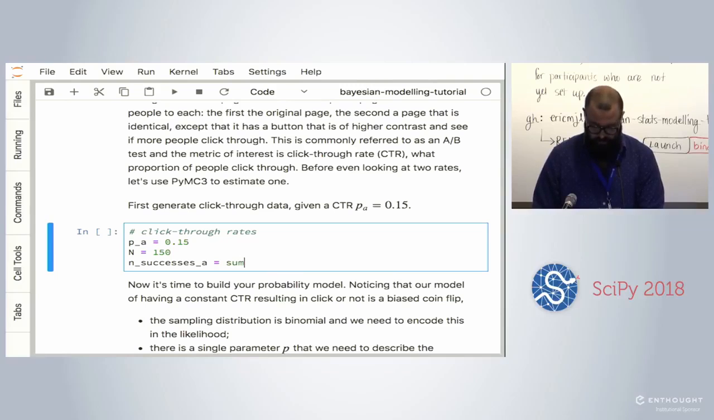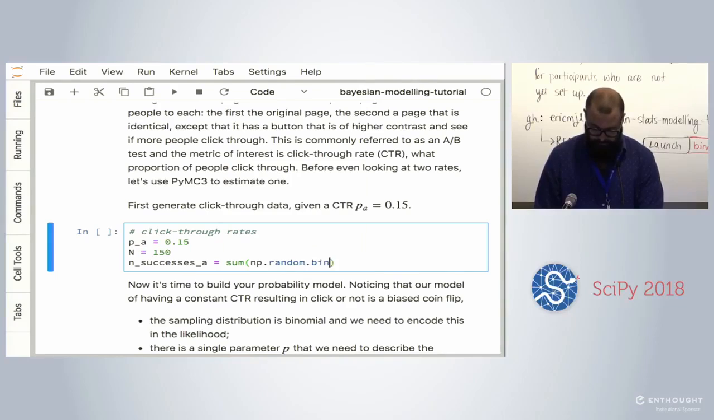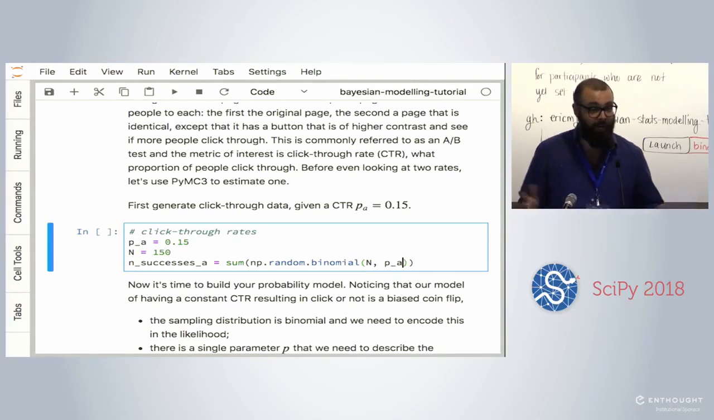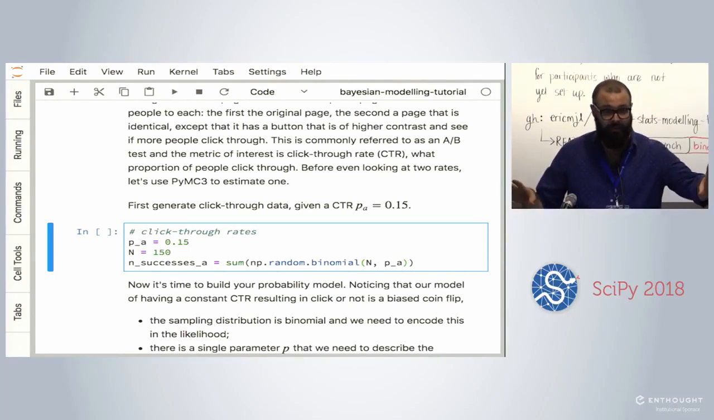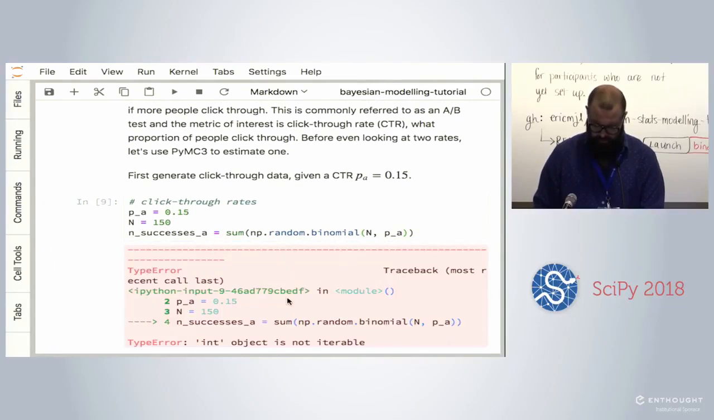I'll just do the sum. So we've got a click-through rate of 15%, and we have 150 samples we're taking. So it's going to be the sum of np.random.binomial, and we have N, p_A, because we're going to have a p_B soon, okay? And this is called an A/B test, essentially, where you have websites that differ in some way, and you're comparing the click-through rates, okay? So we're going to execute this.